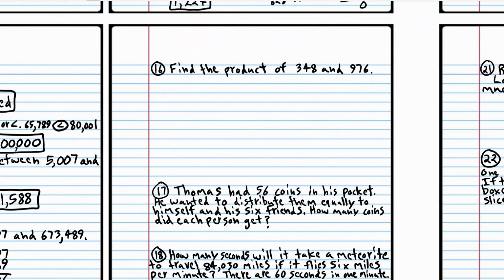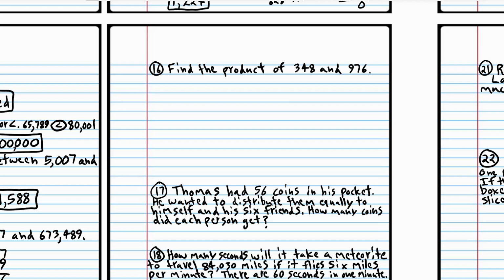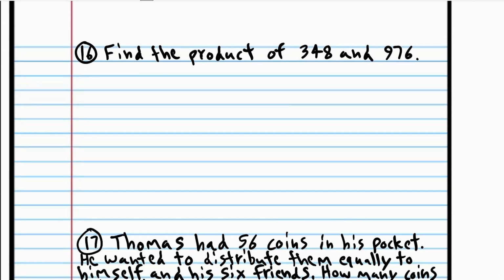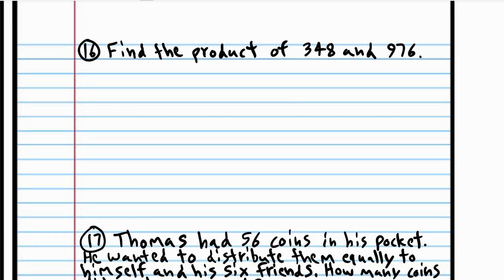All right, 16, find the product of 348 and 976. Now this one's going to be fairly involved, so you might want to skip this problem and go on to another one. But just make sure that you put a big old star there saying that you skipped it. Or else you might forget that you skipped it. And your 2 hours will be up and you'll miss that problem.